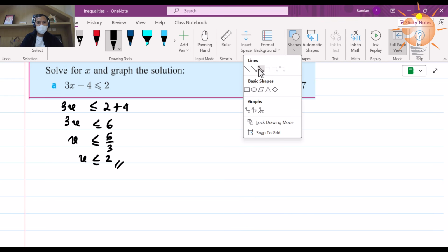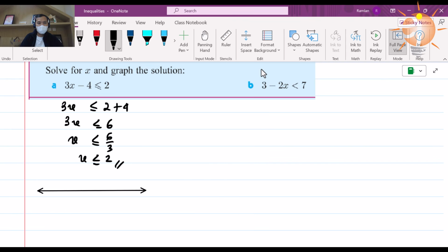Now if you want to draw the solution, you start from 2 and shade it because it has the equal sign over here, and then you go from 2 to the left. That's it, pretty simple, right?